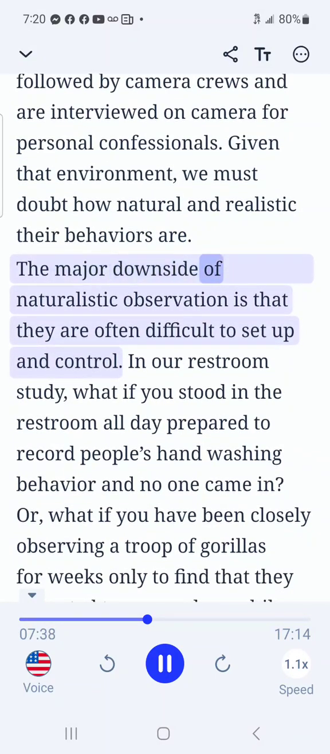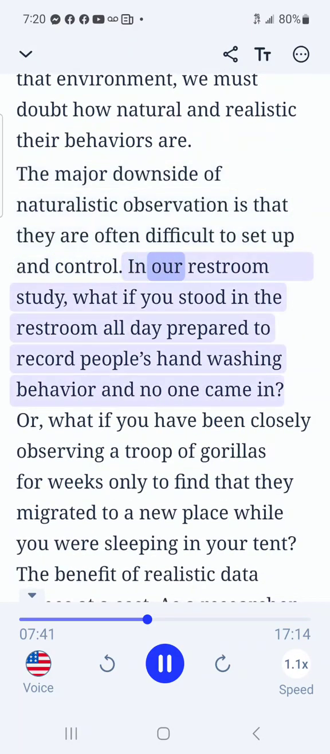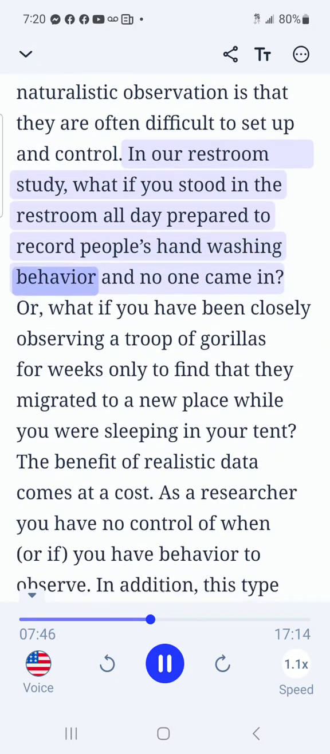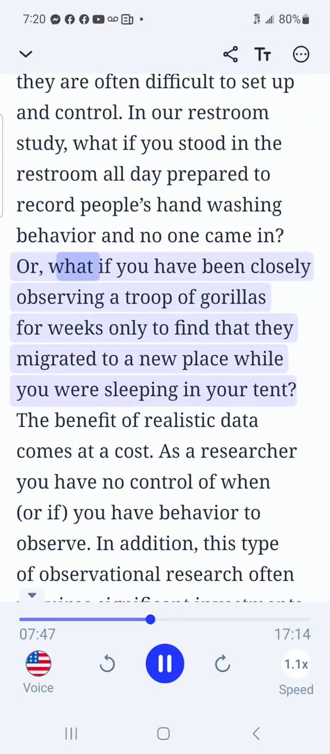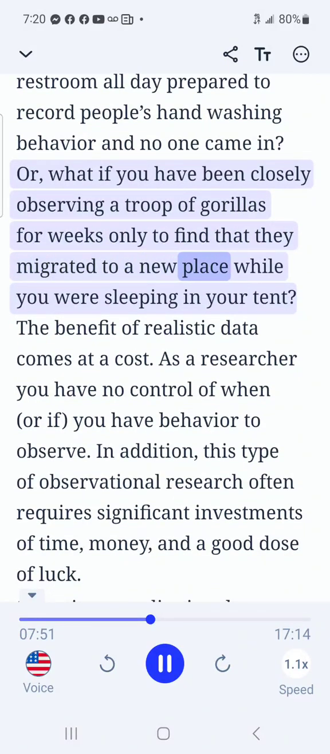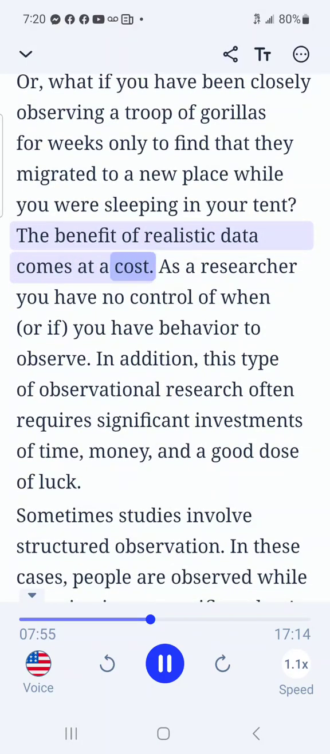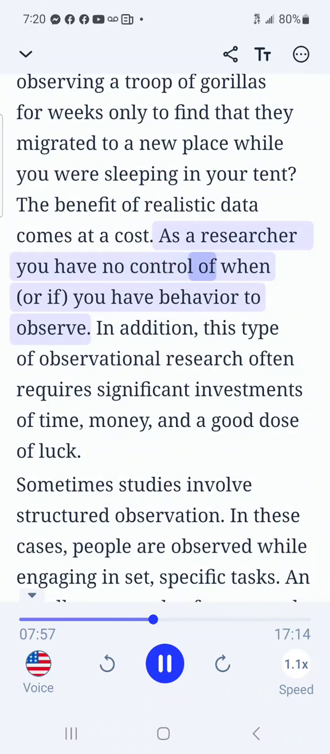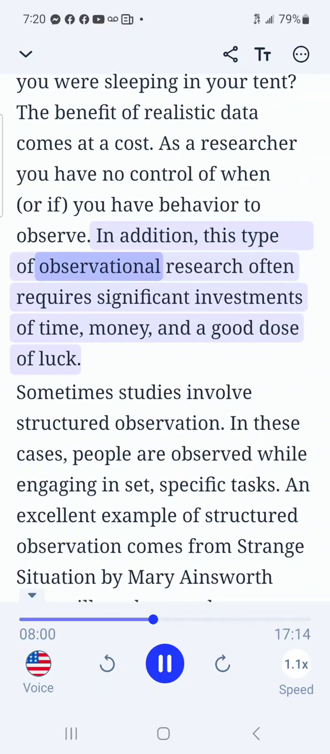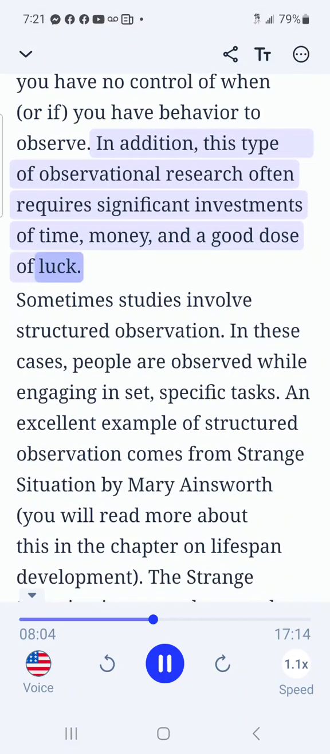The major downside of naturalistic observation is that it is often difficult to set up and control. In our restroom study, what if you stood in the restroom all day prepared to record people's handwashing behavior and no one came in? Or, what if you have been closely observing a troop of gorillas for weeks only to find that they migrated to a new place while you were sleeping in your tent? The benefit of realistic data comes at a cost. As a researcher, you have no control of when, or if, you have behavior to observe. In addition, this type of observational research often requires significant investments of time, money, and a good dose of luck.